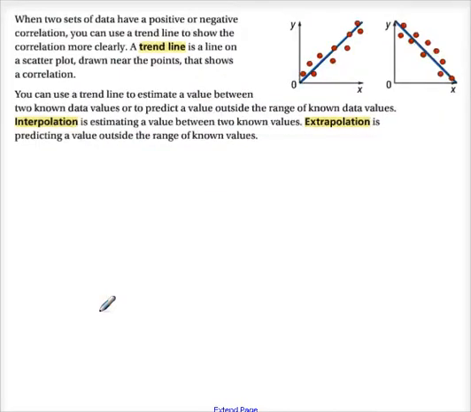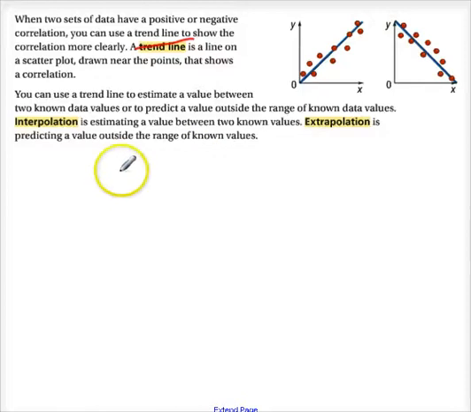When two sets of data have either a positive or negative correlation, you can use a trend line to show that correlation more clearly. A trend line is a line on a scatter plot drawn near the points. A trend line is something we do ourselves. Later on in this lesson, we talk about getting help from the calculator. That is a line of best fit.